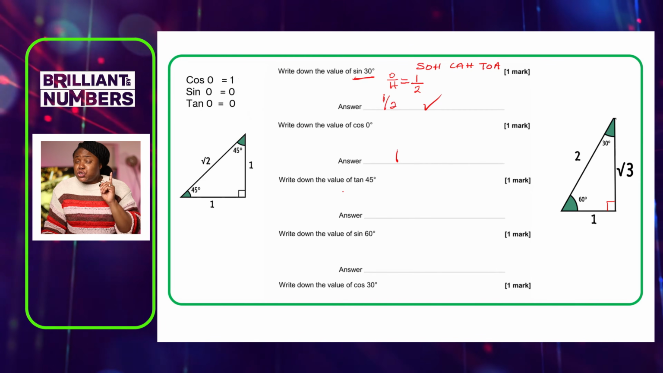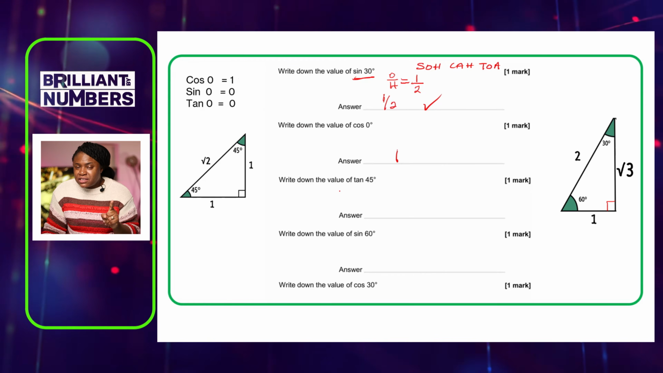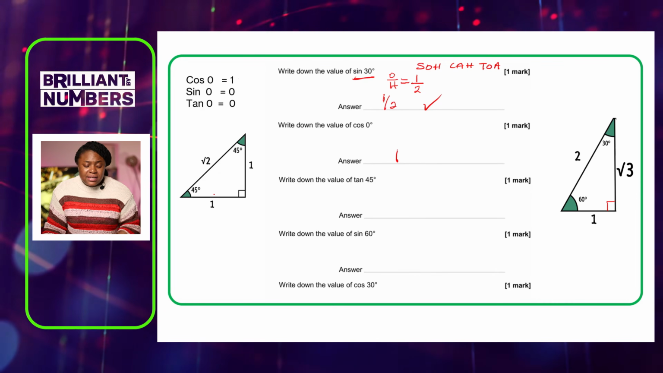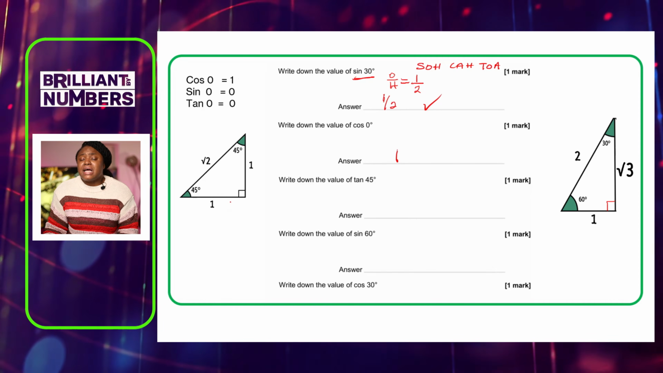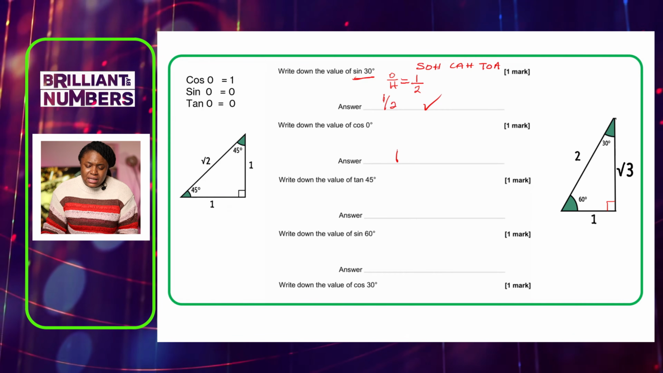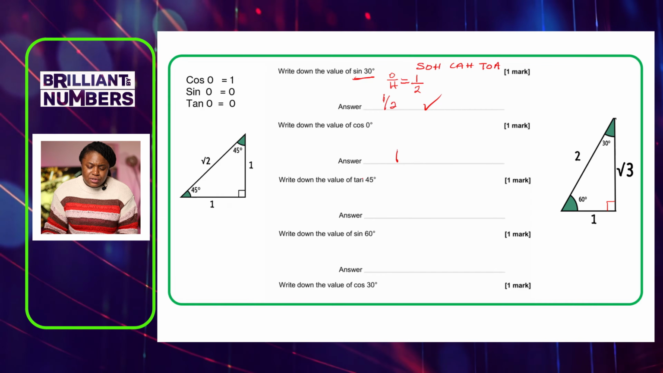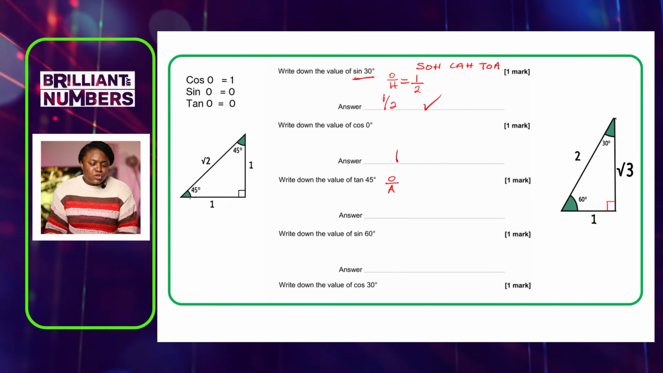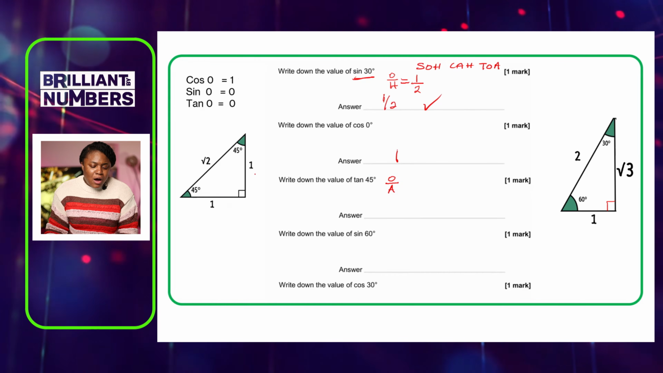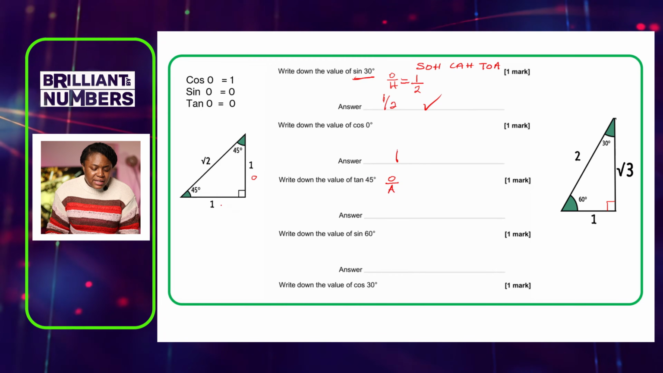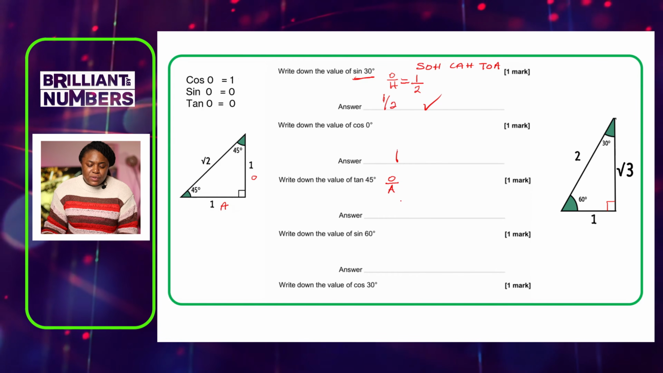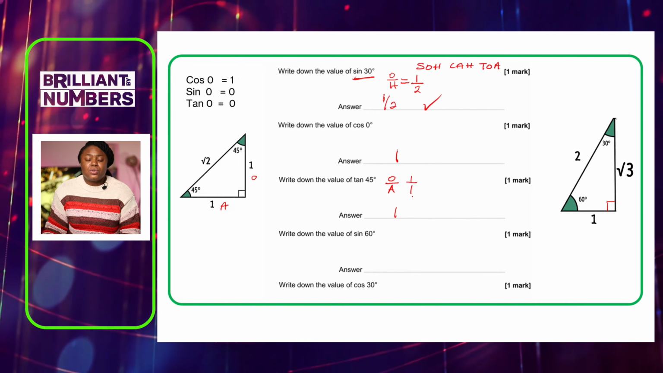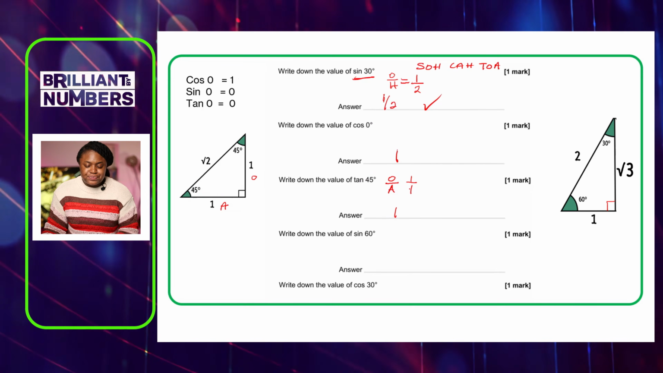So I need to go to the triangle that has 45 degrees. And it does not matter which one of the 45s we use, since there are 2 and the triangle is isosceles. So I know tan is equal to the opposite over the adjacent. So I'm going to go to my 45 degrees. Opposite is this side and the adjacent is here. So tan 45 will be 1 divided by 1, which is still 1. So tan 45 is 1.